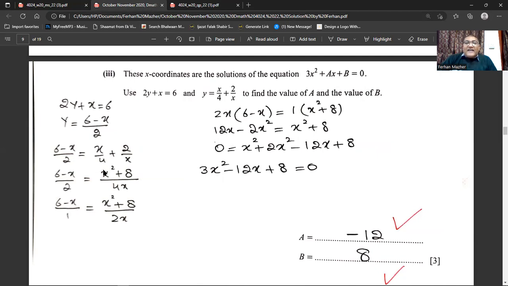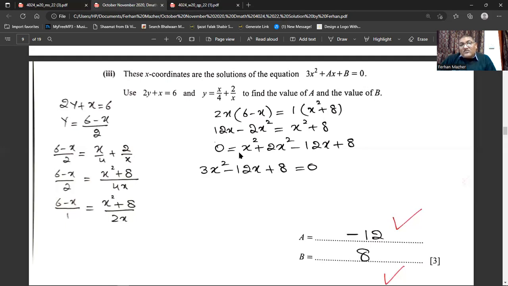So on the right side, I will have x squared plus 8 in the denominator. Then I will cross multiply, this 2 and 4 is cancelled. So this is 6 minus x by 1 equals to x squared plus 8, whole thing divided by 2x. So we will cross multiply. So you will have 2x bracket 6 minus x equals to 1 bracket x squared plus 8 bracket close. You will get 12x minus 2x squared equals to x squared plus 8.